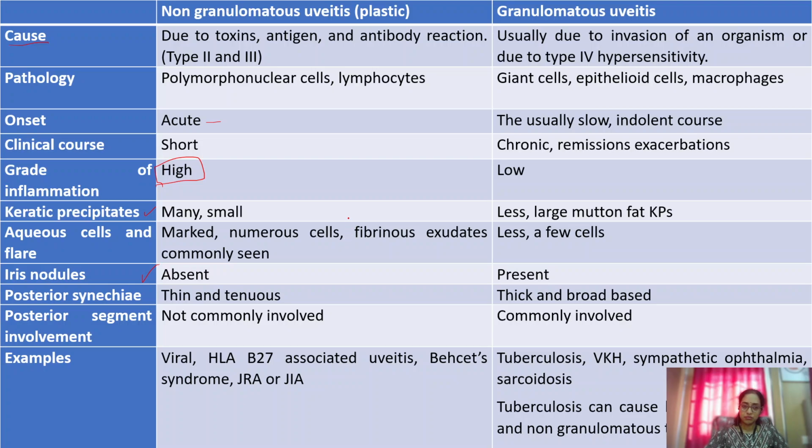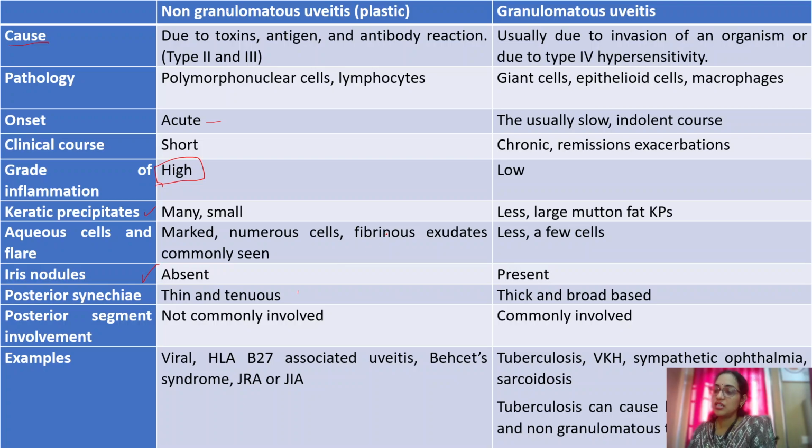Posterior synechiae are nothing but adhesions that are formed between the anterior capsule of the lens and the back portion of the iris. These tend to be thin and tenuous in non-granulomatous uveitis, whereas they are thick and broad based in granulomatous uveitis. Posterior segment involvement is more common in granulomatous uveitis.